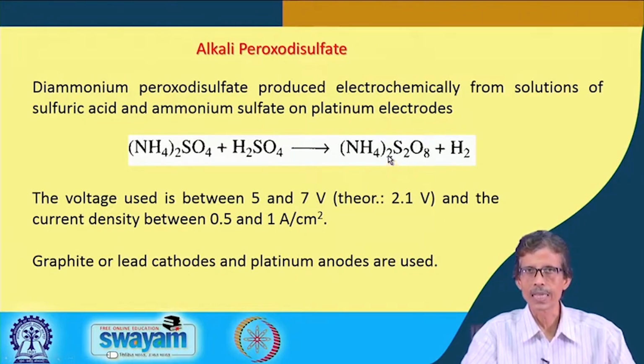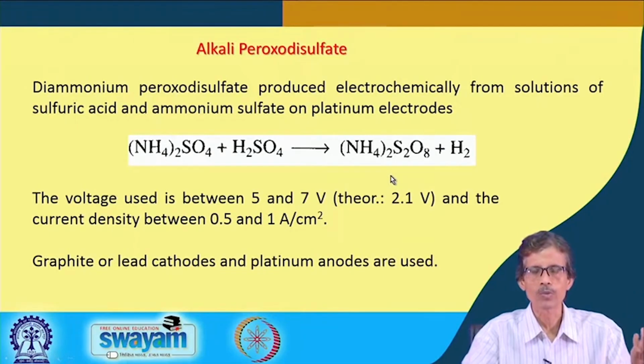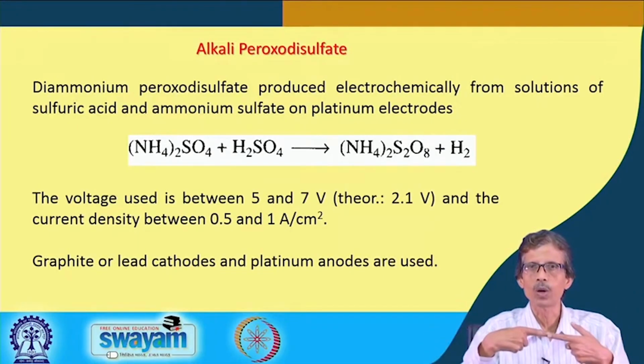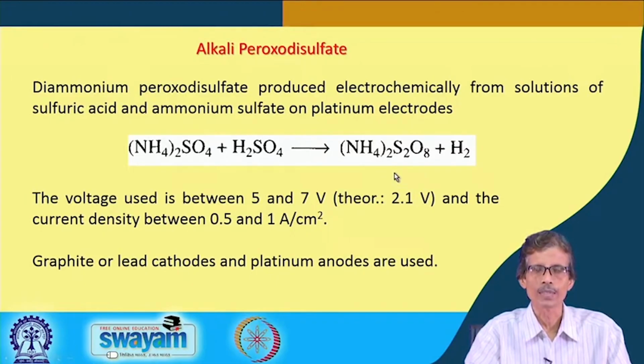That means we are basically introducing the peroxo linkage between two similar fragments of SO3, which we will see afterwards also. On one hand you have the SO3 unit, on the other hand another SO3 unit, and in between you have the O linkage. So, that basically gives us the production of ammonium peroxo disulfate or ammonium persulfate.